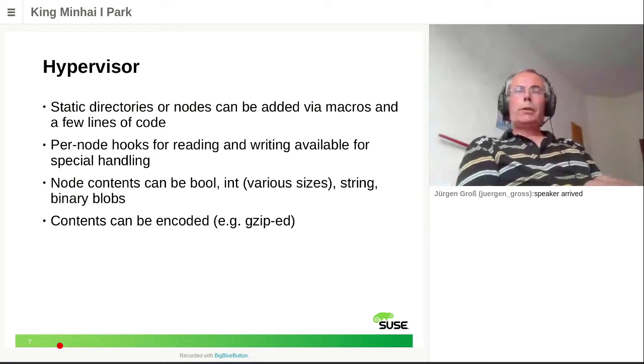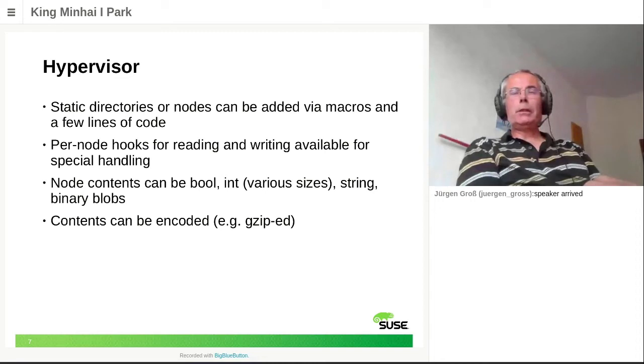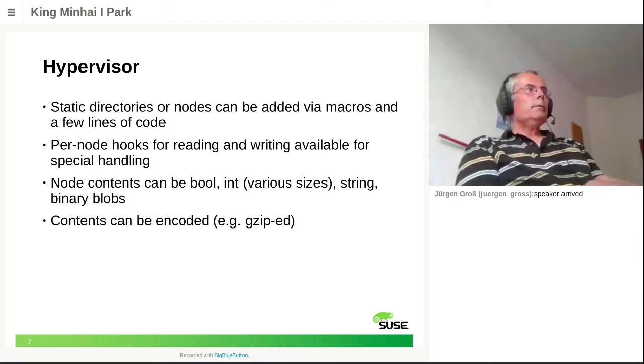A node content can have different types. It can be a bool, an integer type of various sizes. It can be a string, or it can be any binary blob. But in case of binary blobs, of course, you need special handling at user side as well.